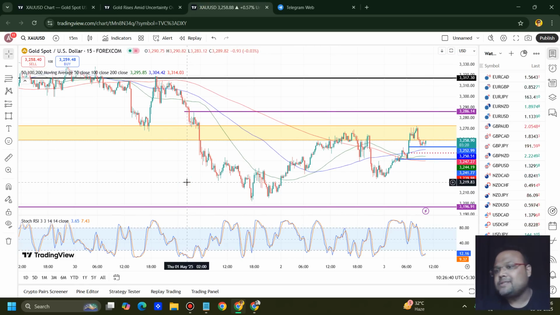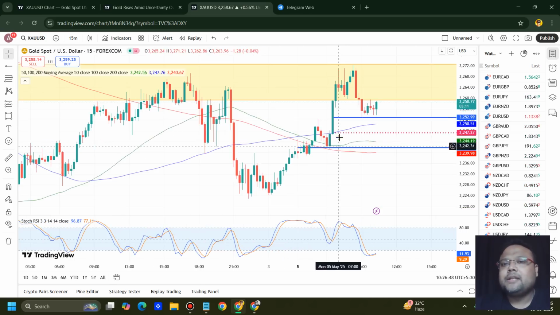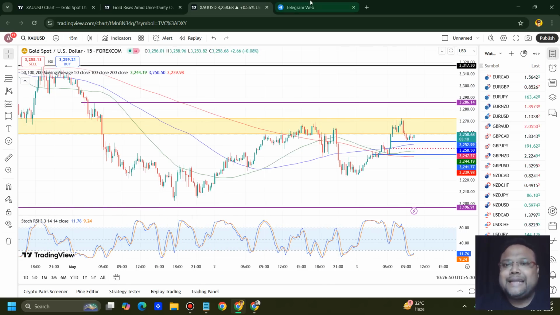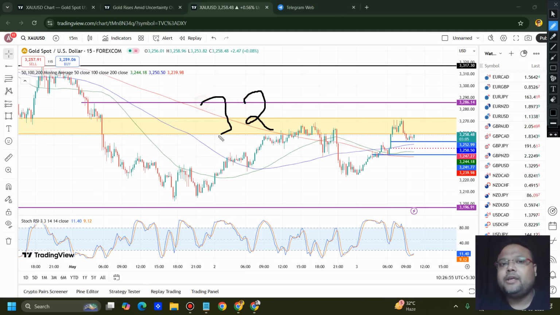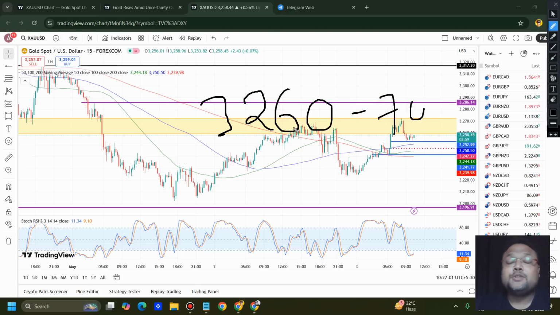But the market was still a little uncertain about the relation between US and China. Okay, so it is saying that gold showed upside, but technically we can see that it failed to cross the resistance of 3260-3270. Means our resistance from Saturday still worked. Those who took a sell around this area, hope you guys made good money.